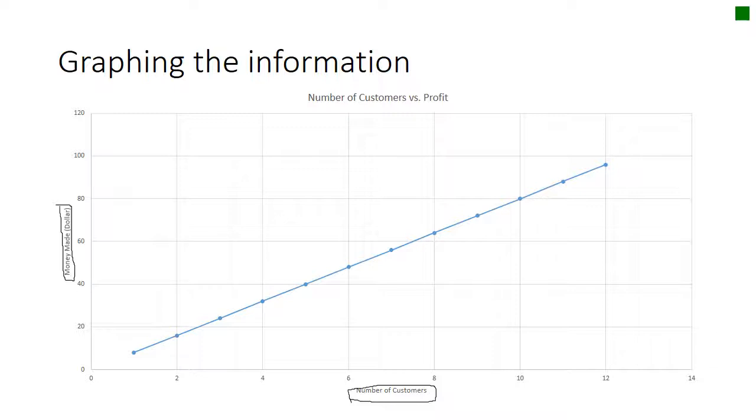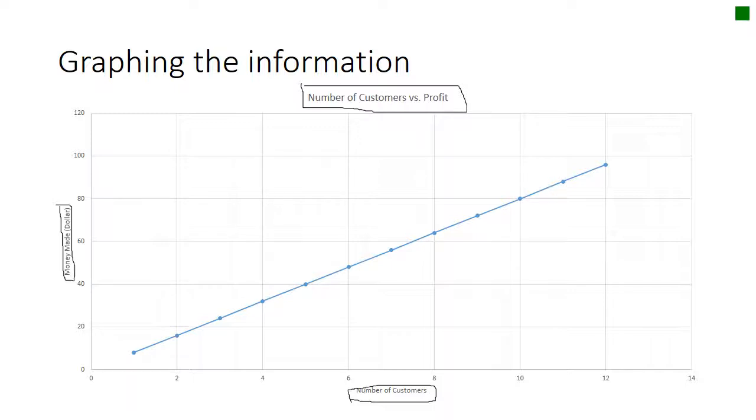Then we just graph it. We graph the independent variable versus the responding variable, and we make a title like this: number of customers versus profit, for example. So it's the independent variable versus the responding variable. You could come up with something else that's creative, and that's totally fine. You could say something like, the amount of money made based on the number of customers in store.